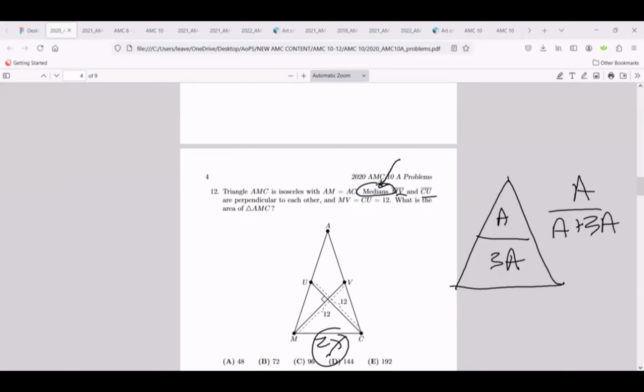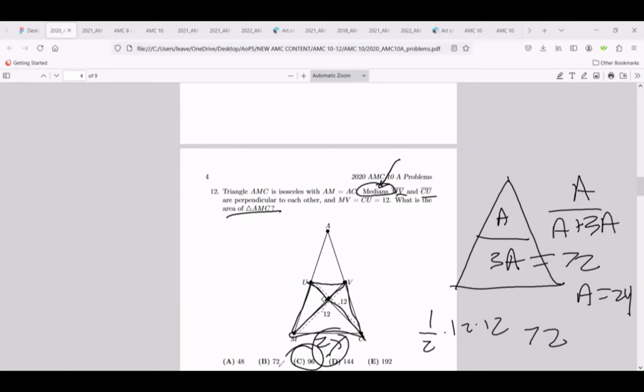There are median properties as well that you can use. The fact that this is a centroid, you get 2 to 1 ratios. All of those things are valid. Okay, but that's not the method I'm going to use here. Once you connect this, this now becomes an orthodiagonal, and they're perpendicular on the diagonals. So your area of it is half times 12 times 12, which is 72, which means your 3A is 72 and your A is 24. So immediately, what is the area? 96.